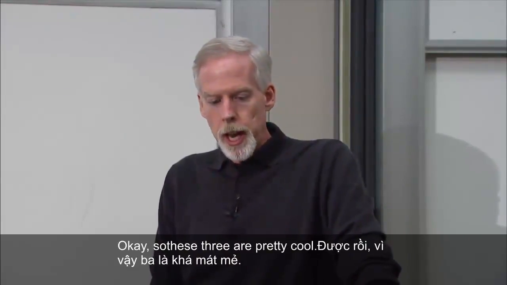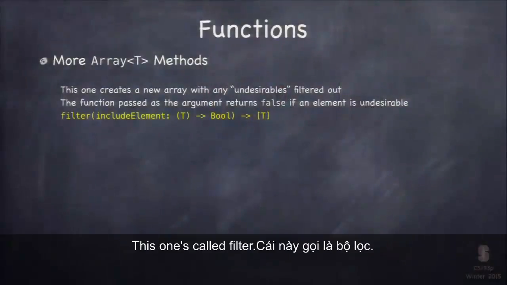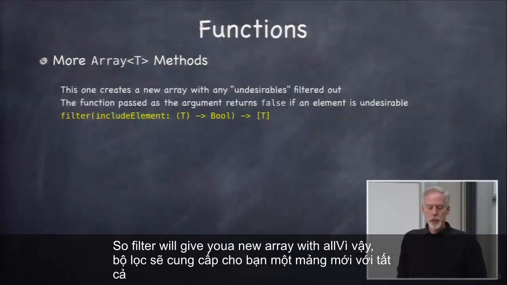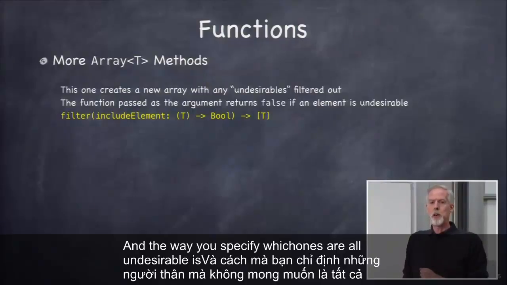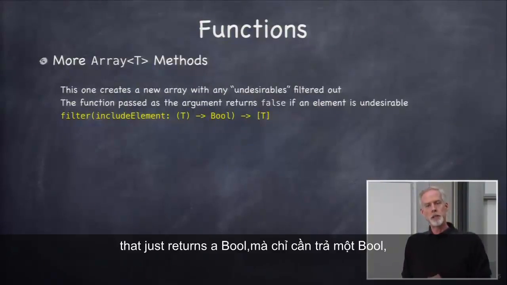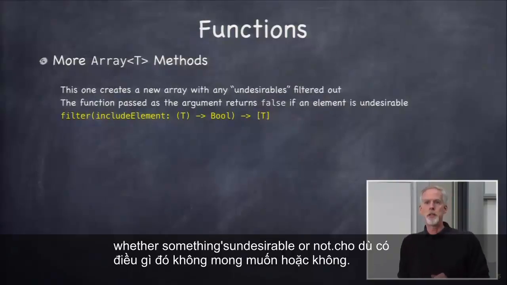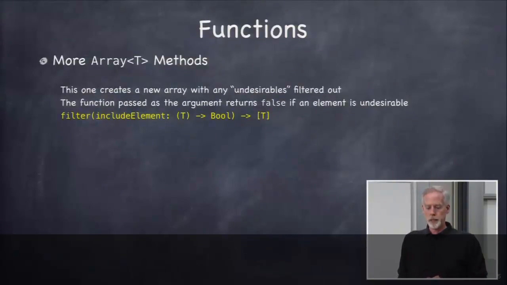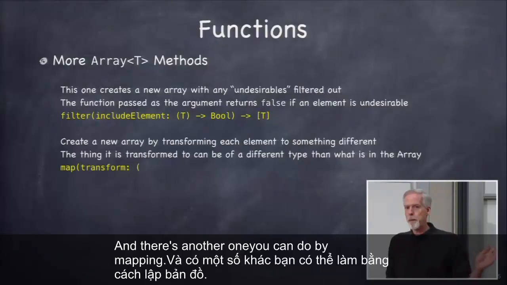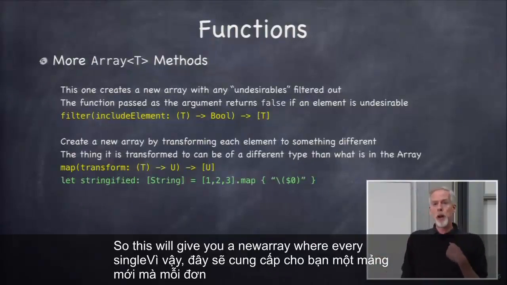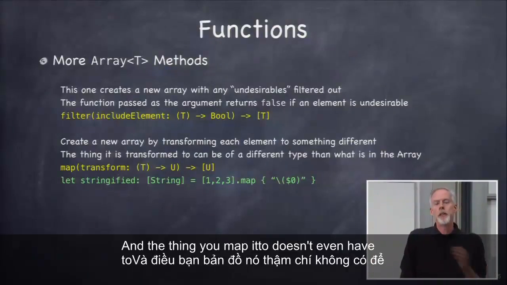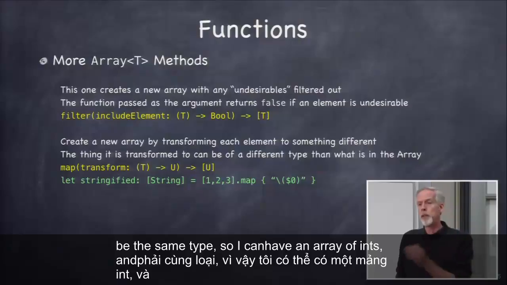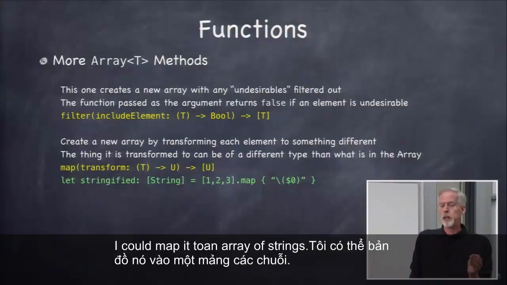More array methods. So these three are pretty cool. This one's called filter. So filter will give you a new array with all the undesirable elements filtered out of there. And the way you specify which ones are undesirable is with the argument, which is a function that just returns a bool, whether something's undesirable or not. Make sense? And there's another one you can do by mapping. So this will give you a new array where every single element in your array is mapped to something else. And the thing you map it to doesn't even have to be the same type. So I could have an array of ints, and I could map it to an array of strings. And that's what I've done here.